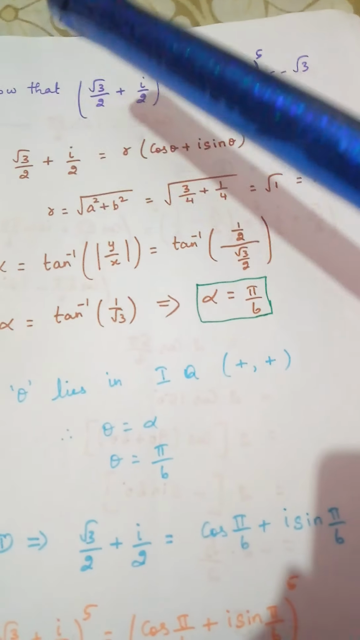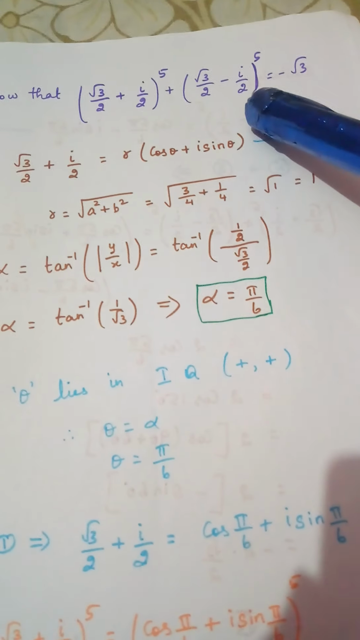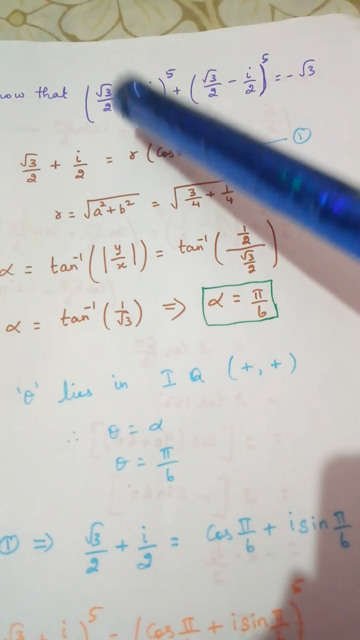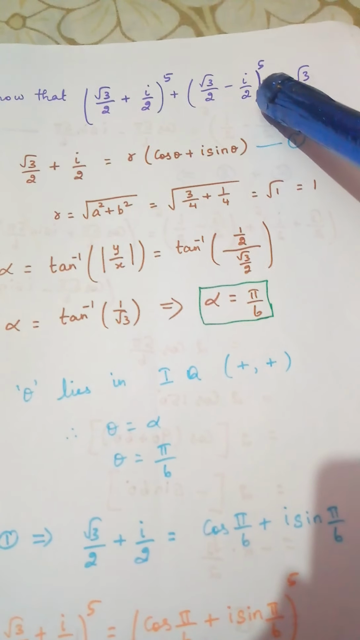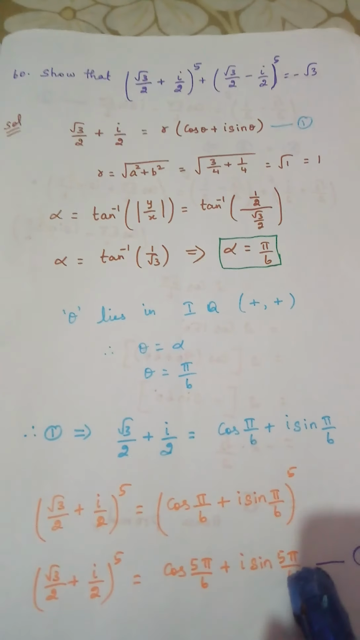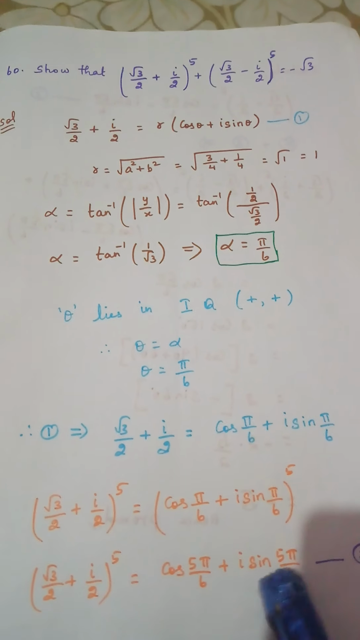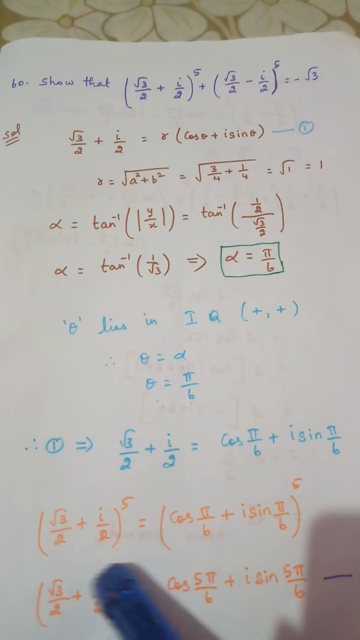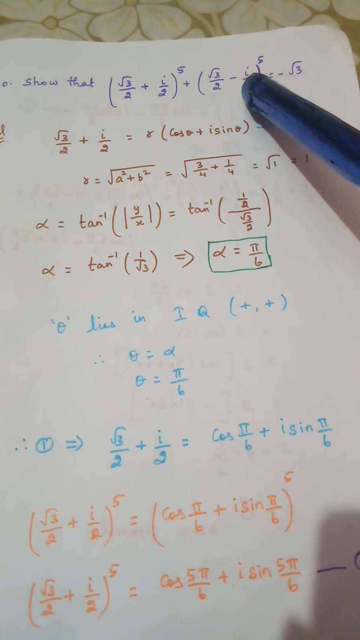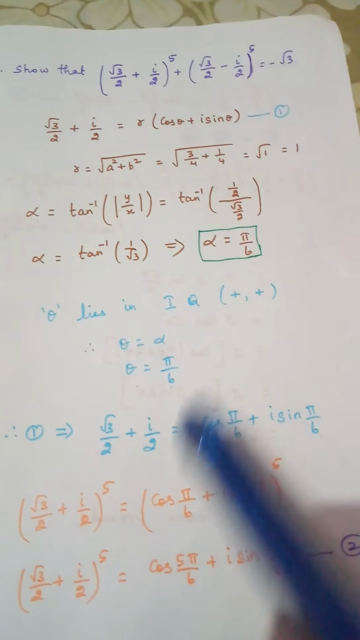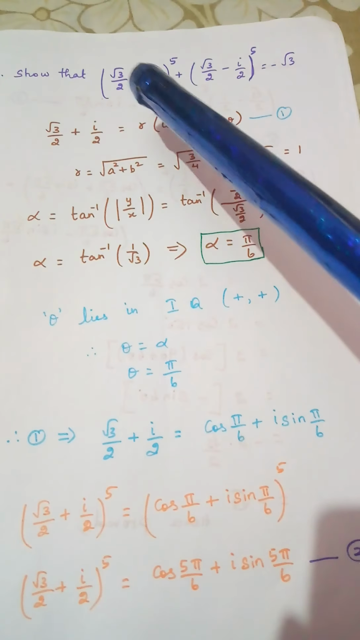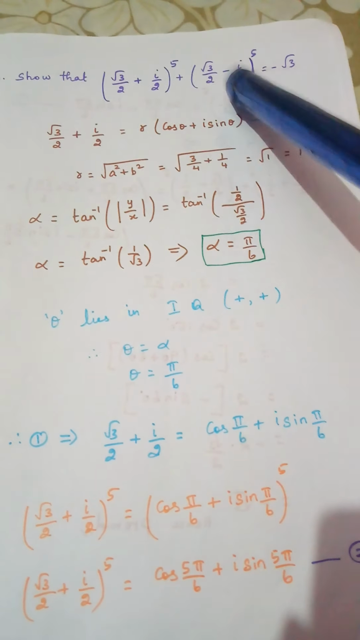Since these two are conjugates, once this value is known, we can write this value by ourselves. Are you listening? We have calculated this value, and this one we can write by using it. What is the value for the first one? Cos 5 pi by 6 plus i sin 5 pi by 6. For this one, I need not repeat these steps. Directly I can write this value. What should I do? Change this plus symbol to minus. That is enough.